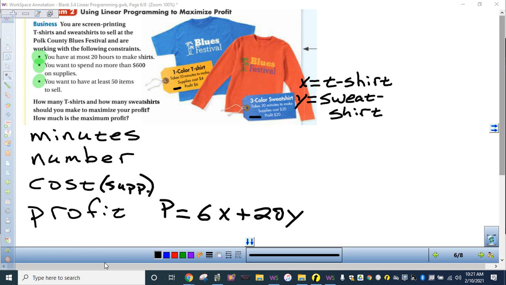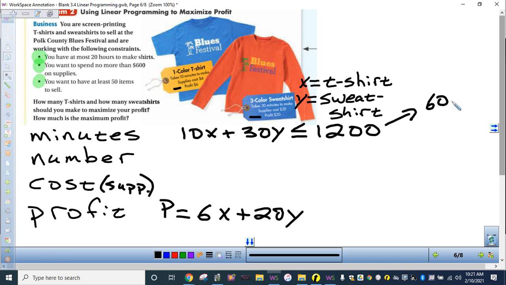Okay, so the minutes equation: it takes 10 minutes to make a t-shirt, 30 minutes to make a sweatshirt. So 10x plus 30y. Then it says we have 20 hours. So they're mixing minutes and hours. Not okay, because we're talking minutes with the 10x plus 30y. So 60 times 20 is 1200. You have at most, so it's got to be less than or equal to 1200. I got the 1200 by doing 60 times 20.